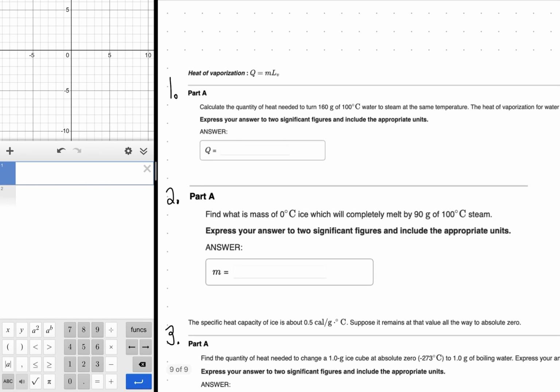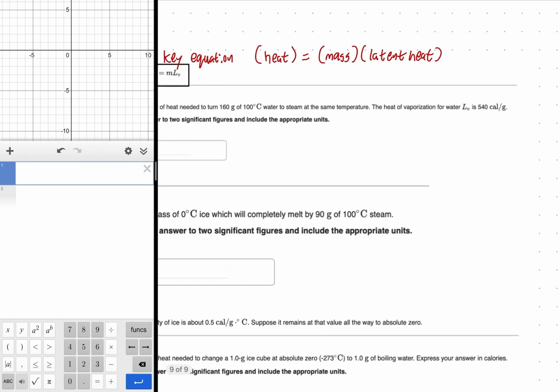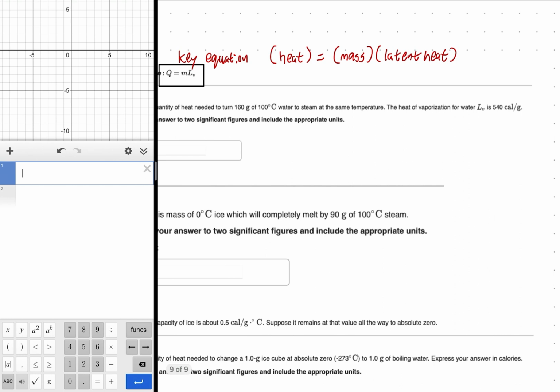Okay, so our first problem here is a plug and chug problem, and we have a single key equation, which I'll go ahead and box off. And what this equation tells us is that Q, which represents heat, is equal to mass multiplied by this special value called latent heat. Latent heat is something similar to specific heat because it's a material specific constant.